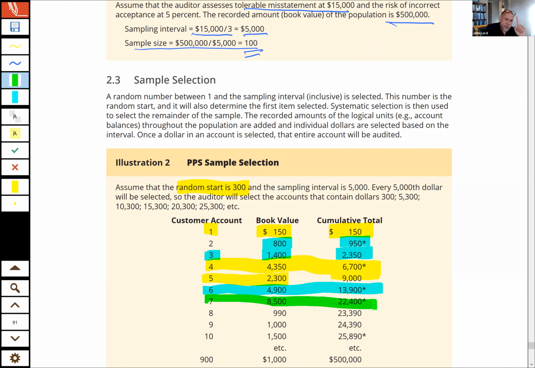So I get to do what? Send one confirmation out for this guy, and I get to test 2 of my sample items just by sending out one confirmation. I'm testing my $15,300 and my $20,300 just by sending this one confirmation out. That's what we mean as an advantage to PPS sampling, dollar unit sampling. It automatically stratifies the sample. The larger the account balance, the more likely it is that it'll be picked because you have more dollars sitting in front of you. Okay.